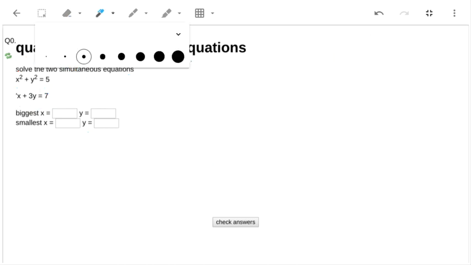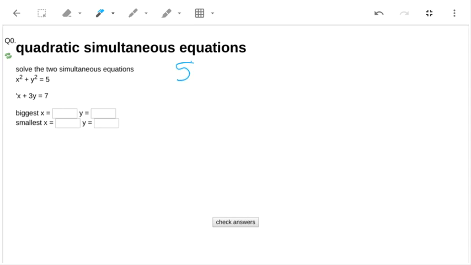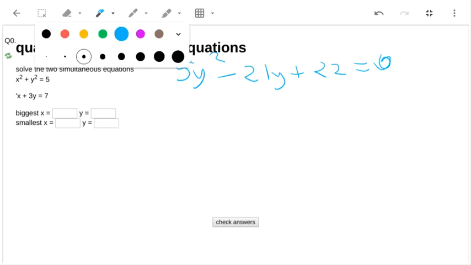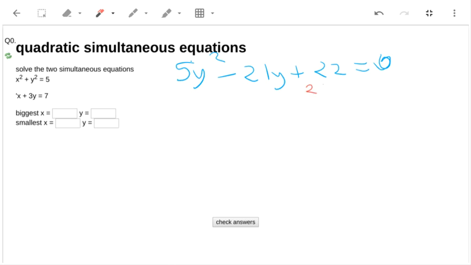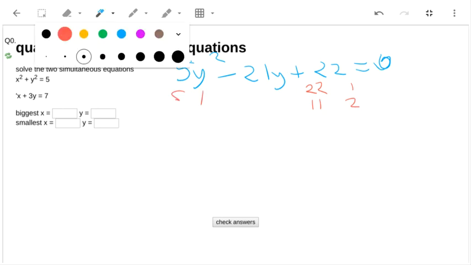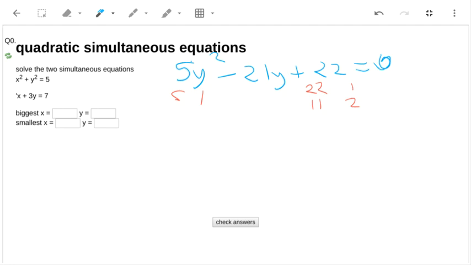So I had last time 5y squared minus 21y plus 22 equals 0. I need to try and factorize this. The 22 is either 22 and 1, or 11 and 2, and the 5 is 5 and 1. And I'm trying to match it up.